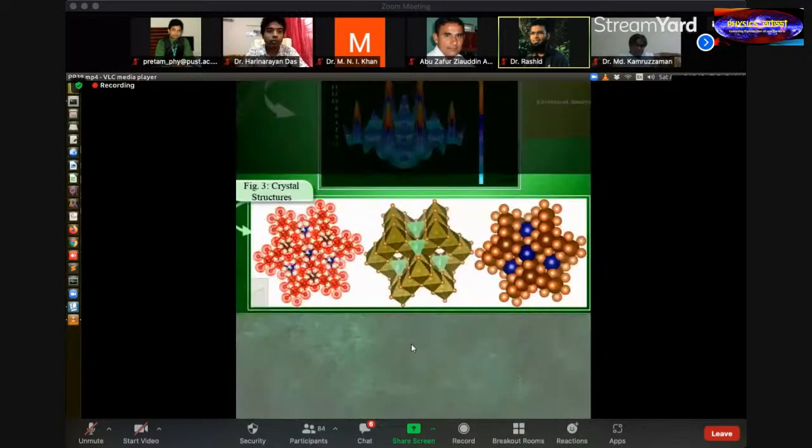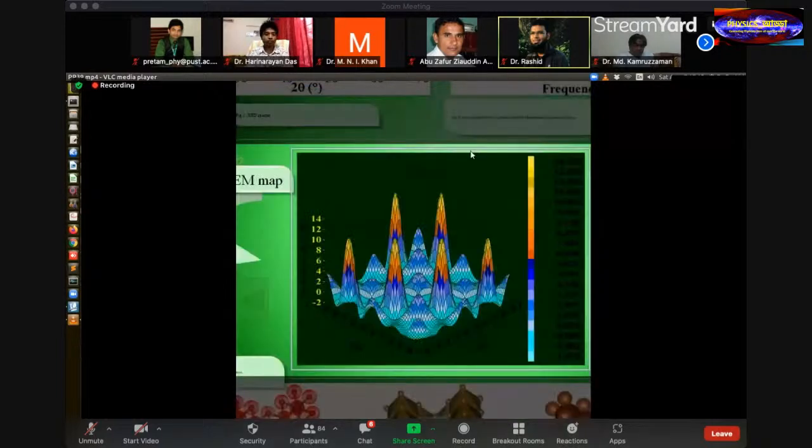After getting optimum results in different processes, we have formed our crystal structure. These are the three crystal structures of our synthesized samples, and we have analyzed our data for the maximum entropy map, and this is basically demonstrating the electron density distribution amongst our samples.